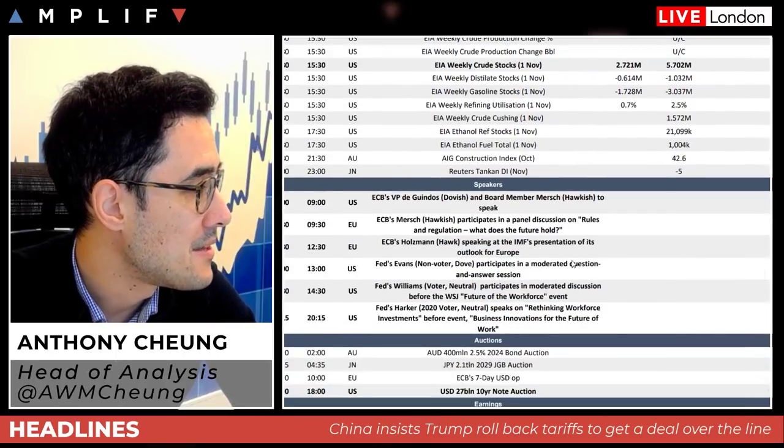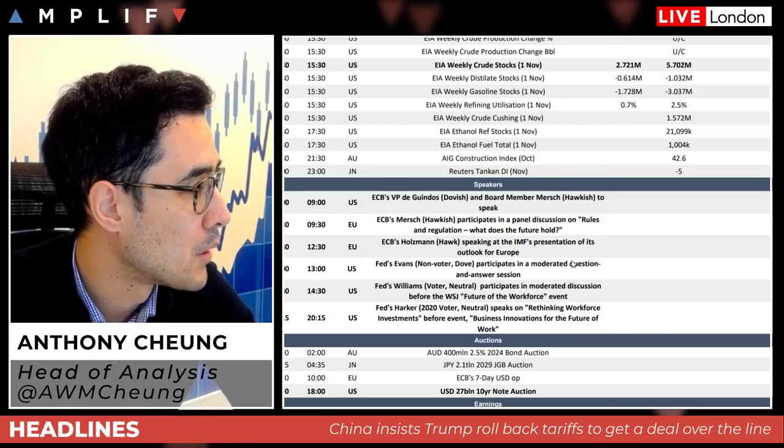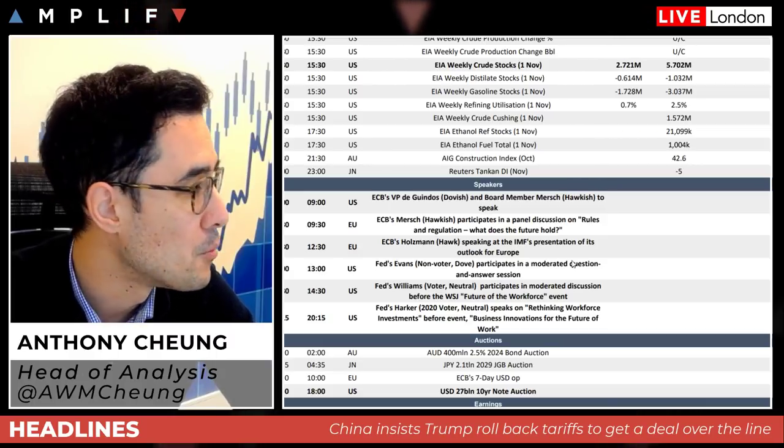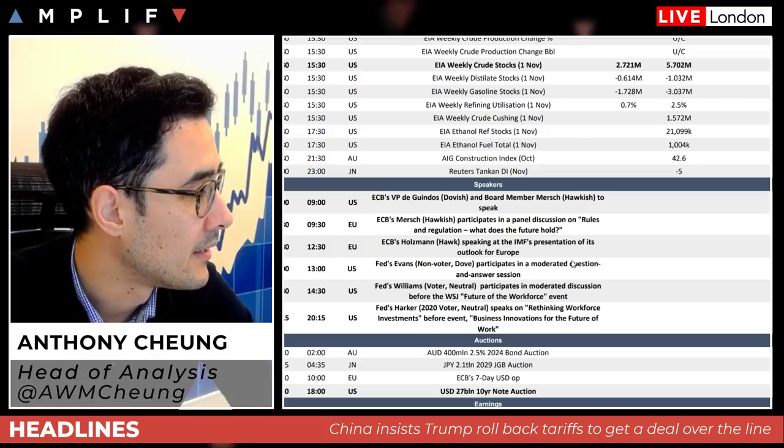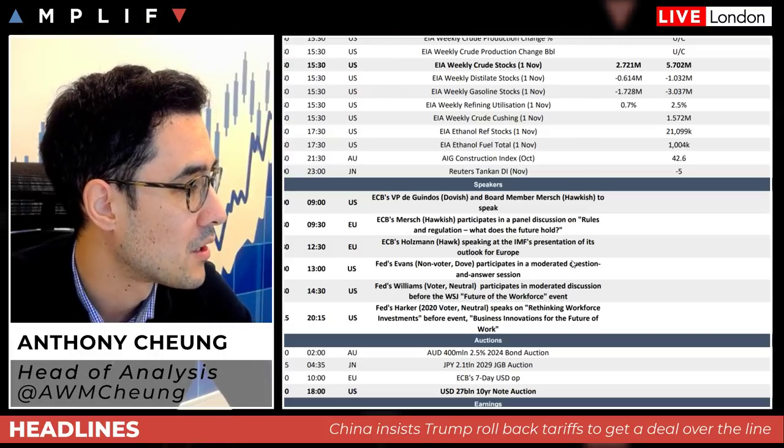A variety of ECB and Fed, ECB in the morning, Fed in the afternoon. One of the most interesting on the Fed side would be Fed's Williams, who is a current voter, speaking at the Wall Street Open, 2:30 London. And then Fed's Harker, who will be a voter next year, is speaking towards the close on Wall Street.